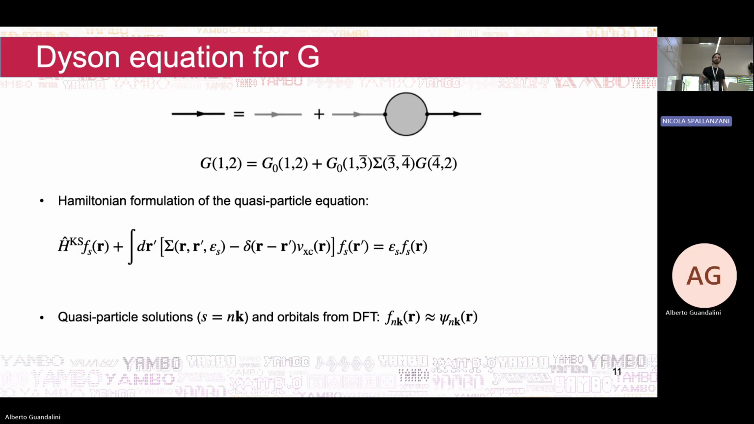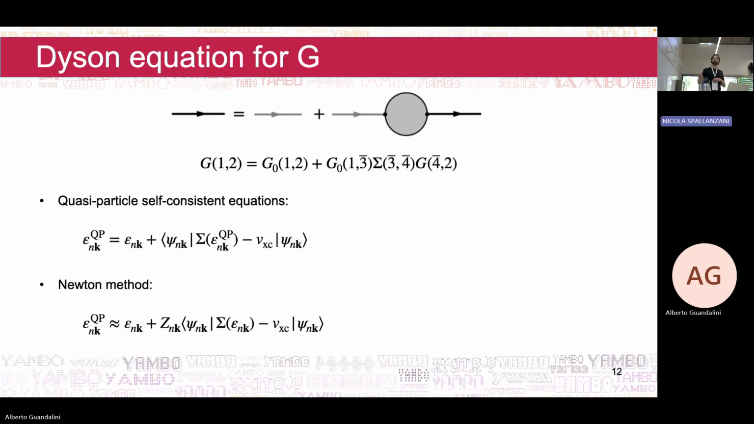As we said, we are interested in the quasi-particle solution, and in particular, we are interested in the band structure. So in order to avoid this equation that requires a diagonalization, we can approximate the quasi-particle orbitals with the orbitals of density functional theory. By doing so, the Dyson equation becomes an equation self-consistent just for the quasi-particle energies that are our goal. And the self-consistency is due to the fact that we need to evaluate the self-energy at the quasi-particle energy.